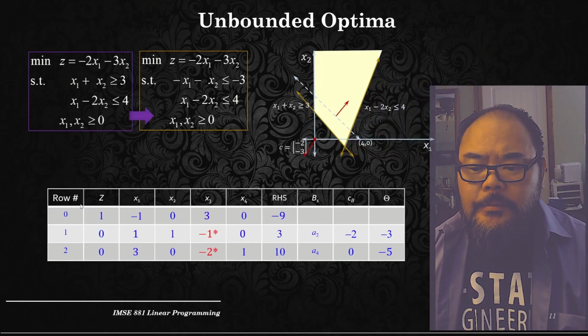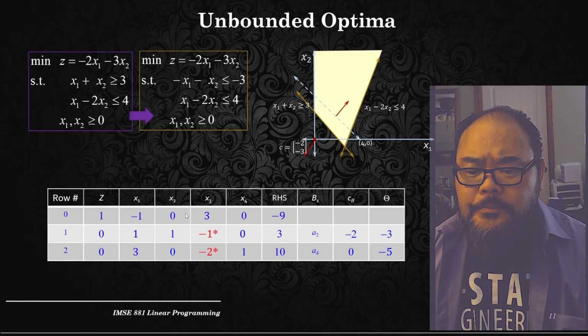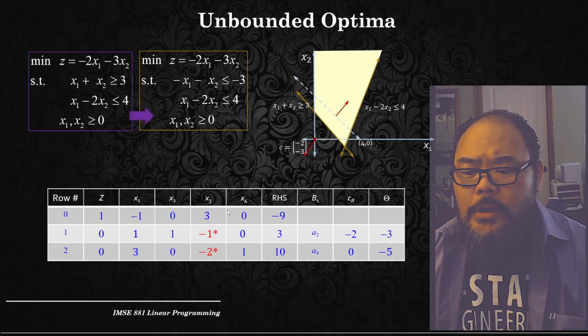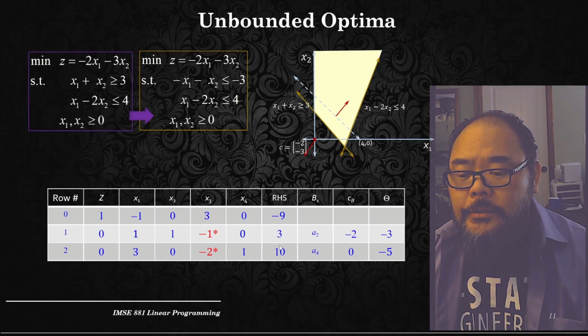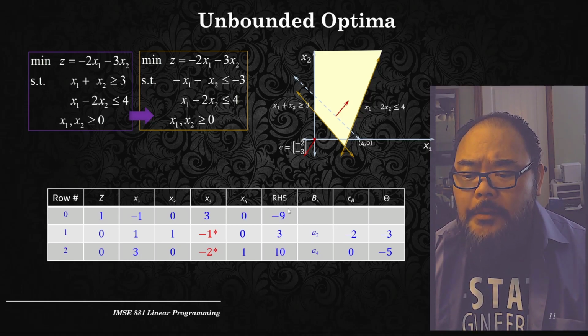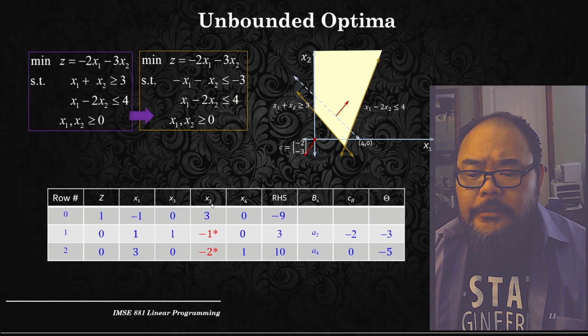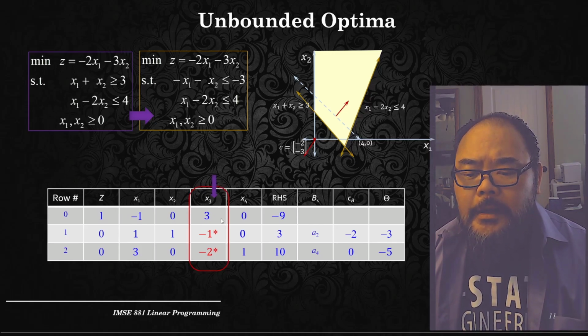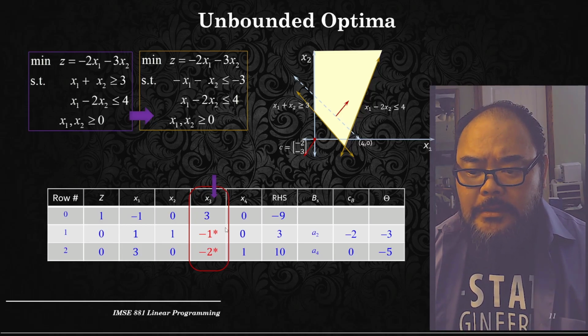So this is our current simplex tableau, and we see that x2 and x4 are currently basic variables, with x2 equal to 3 and x4 equal to 10. The current objective function is negative 9, and x3 has a positive zj minus cj element, which is 3, and that means x3 can be the candidate for entering the basis.